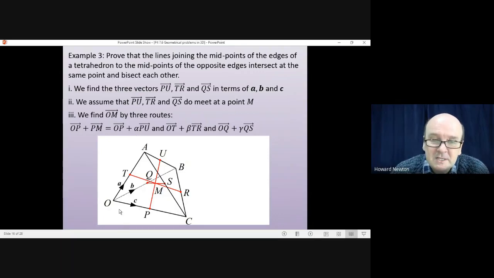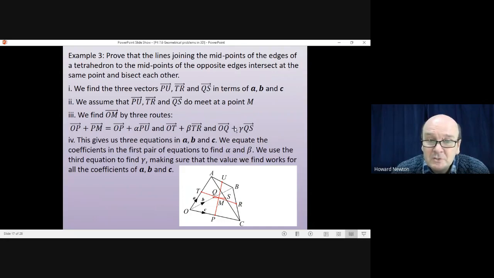The second route we're going to take is from O to T, and then some fraction of the way along the vector from T to R, beta being the fraction in that case. And then finally from O to Q, and some fraction of the way along the vector QS, with lambda being the fraction. Now, we want these lines to intersect each other and bisect each other. What that means is we're trying to show that alpha is a half, and beta is a half, and gamma is a half, so that each of them gives M as being halfway along the relevant diagonal.